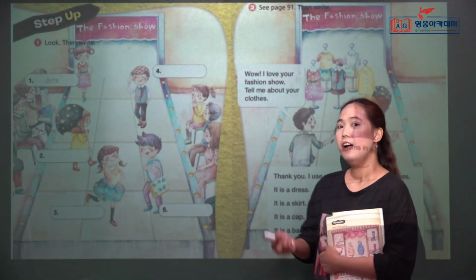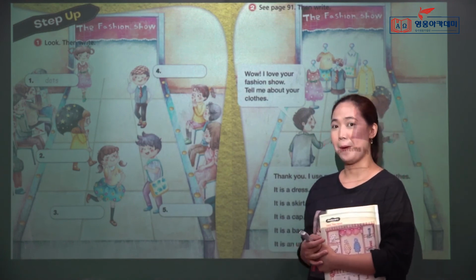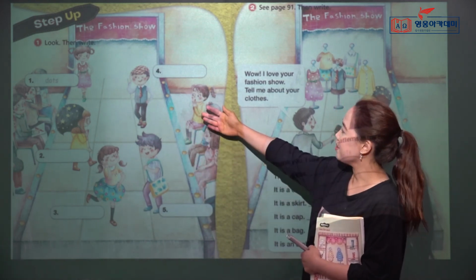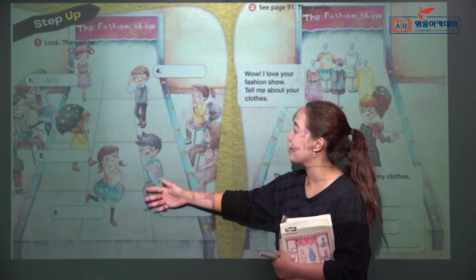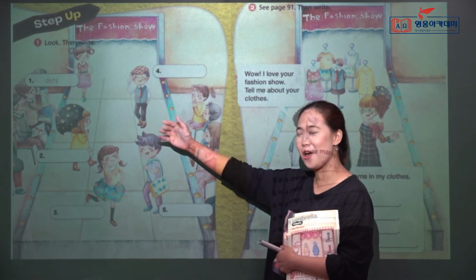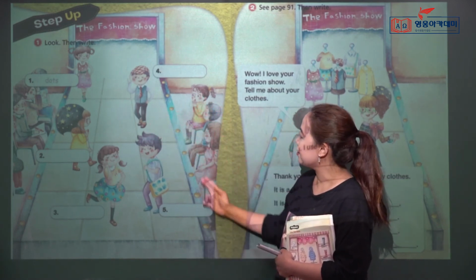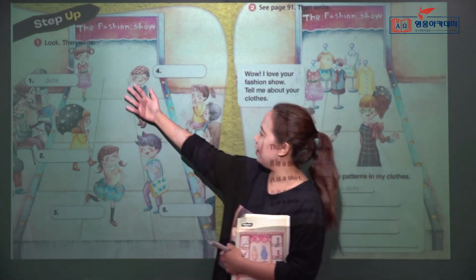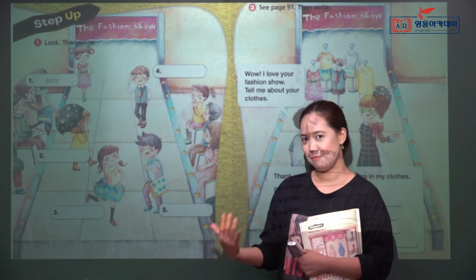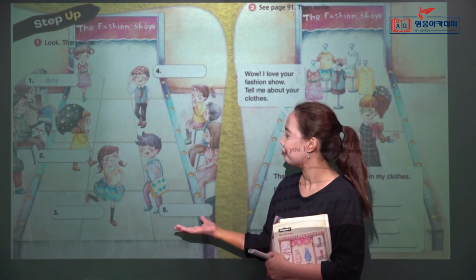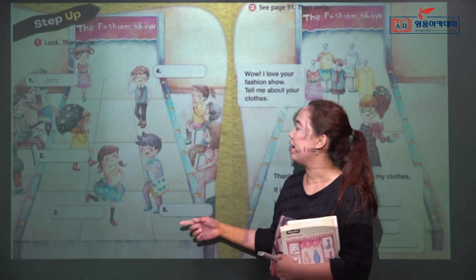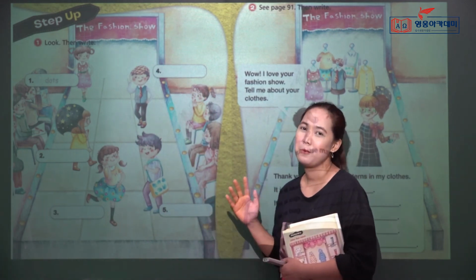And the last but not the least, the step up. Okay, what is your task? Look, then write. Where is this, guys? What's going on here? So this is the runway, and there is a fashion show. Right, so there are some people here, they're the audience, and here are the models. Okay, and the models are wearing a certain kind of clothing or their bags. Now right here in the blanks, write the name of those printed designs.